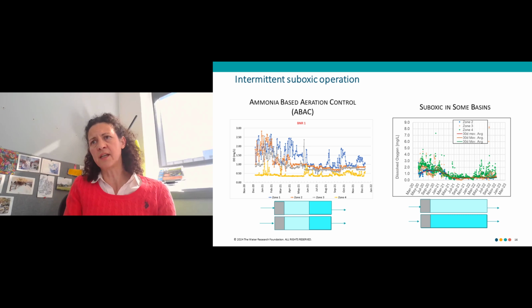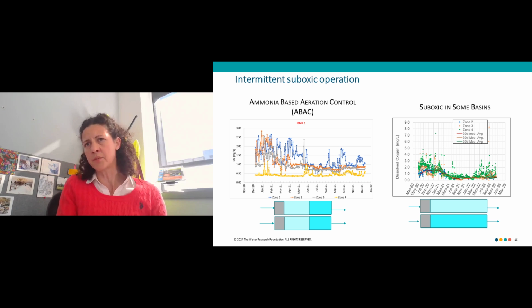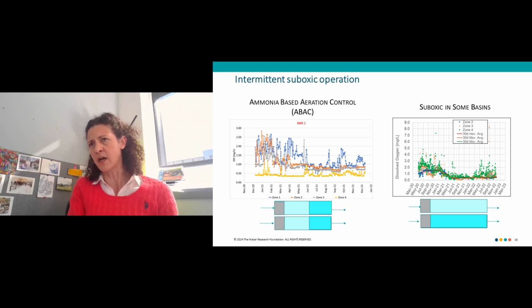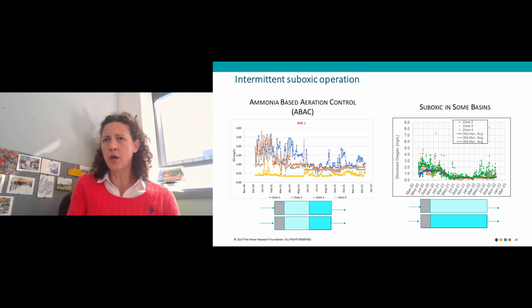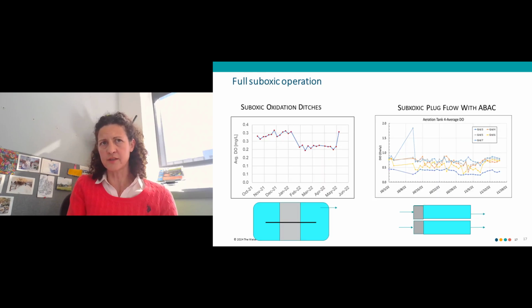Some utilities wanted to ease into low DO and maybe just try to operate one of their basins in a low DO configuration while operating the complete BNR process as a single sludge system. So you may find at these utilities that one basin is operated at a depressed DO of less than 1 milligram per liter, while the other basins are higher. So the biology would be exposed to low DO and high DO conditions.